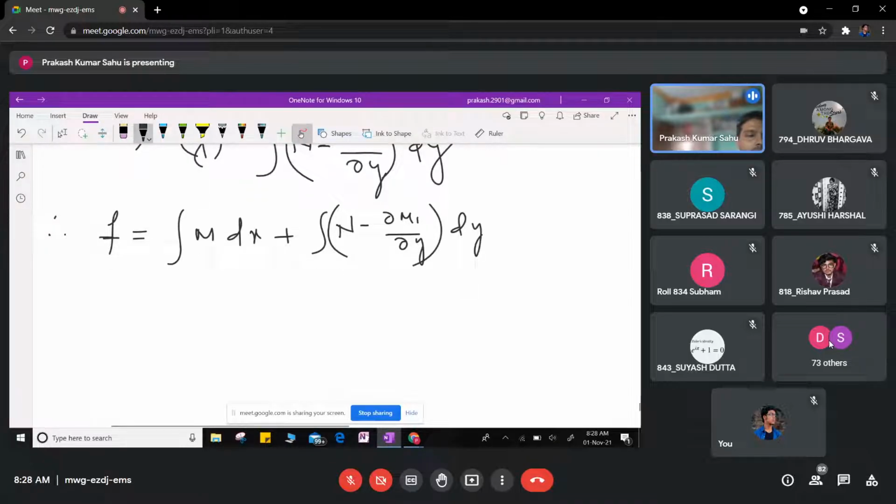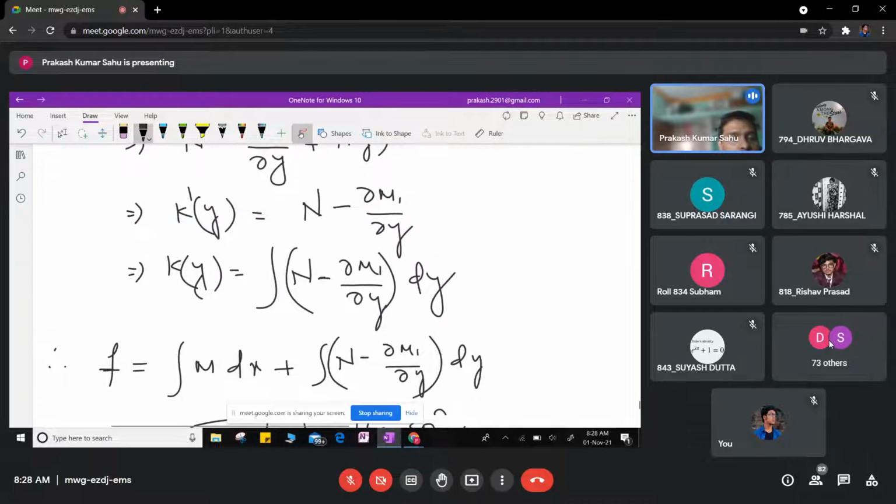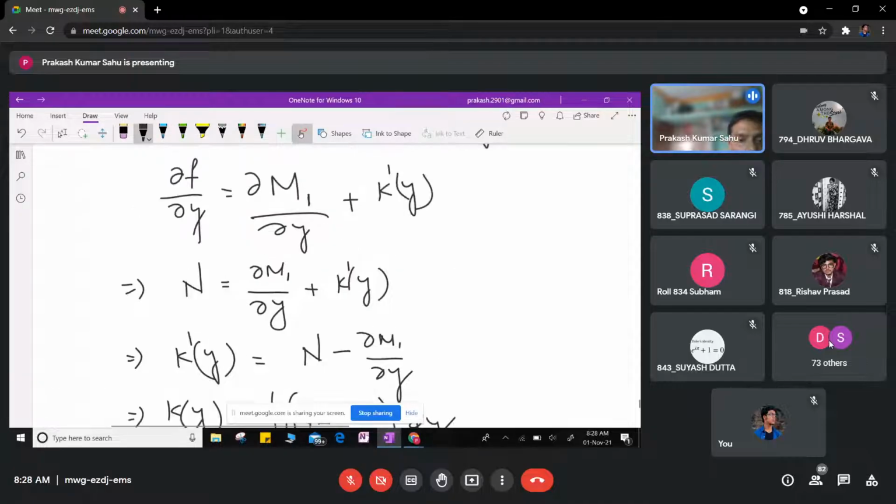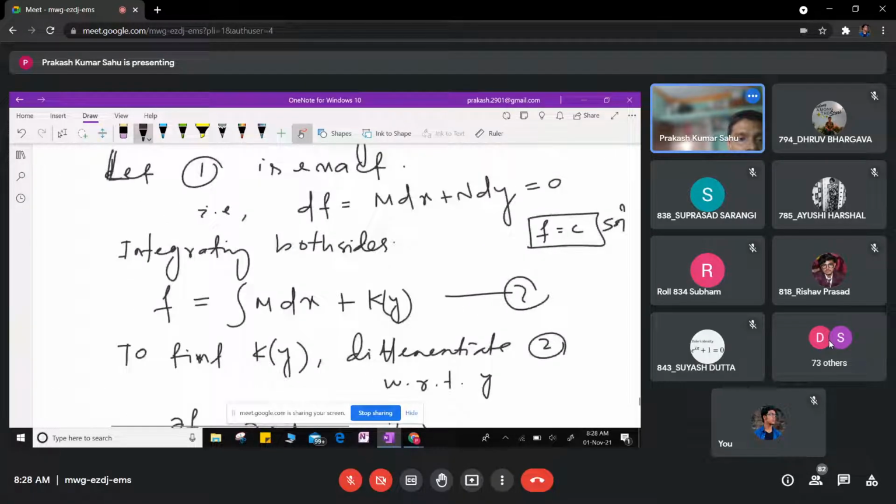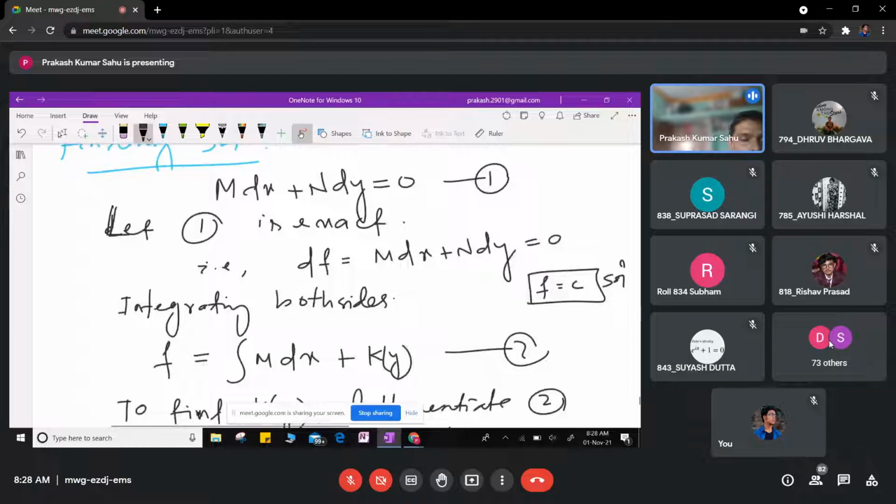So here your f is equal to this much. If f is equal to this much, then f is equal to c is the solution. F is equal to c is the solution, and this is the procedure to find the solution of an exact differential equation. Everybody understood?